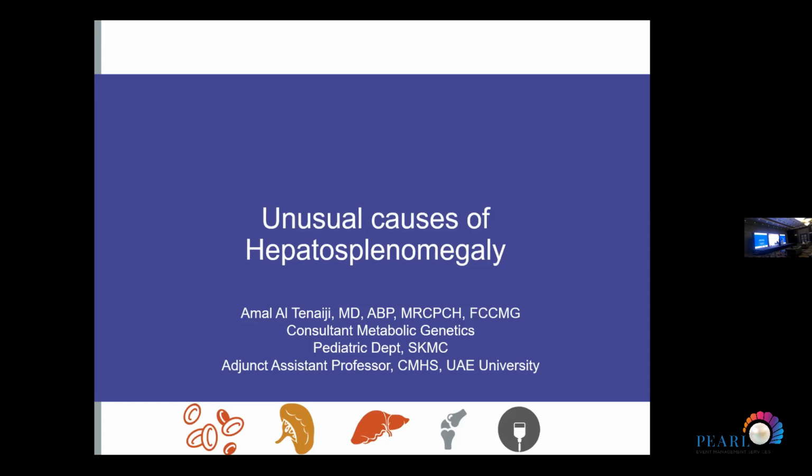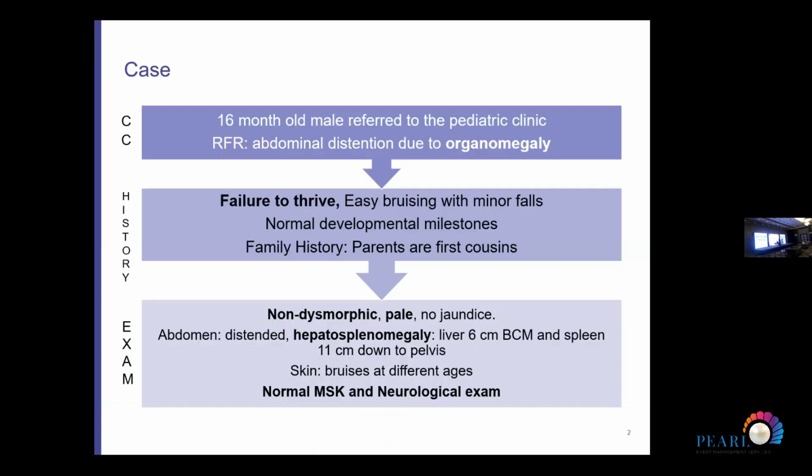And when we deal with rare diseases, it's always important to set the stage with cases. So I'll present the first case. He's a 16-month-old male referred to the general pediatrics clinic. The reason for the referral is basically abdominal distension that is confirmed by physical examination to be due to organomegaly. When obtaining further history, this child is significantly not growing well, so there is significant failure to thrive. There's also easy bruising with minor falls. Otherwise, he's developmentally normal with appropriate milestones.